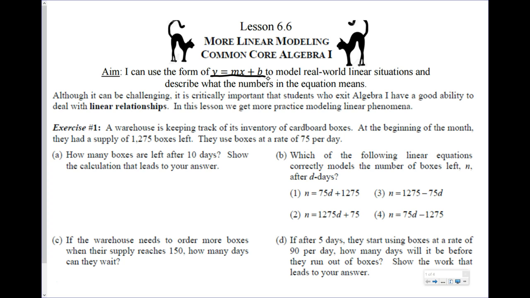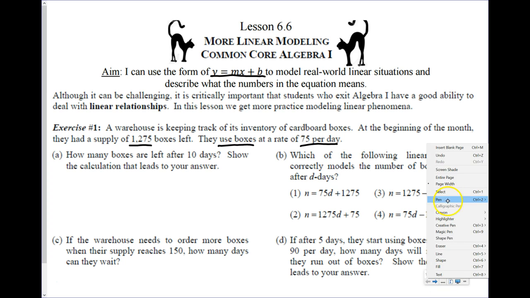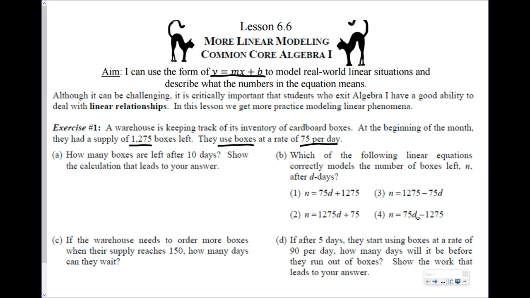So let's take a look at example 1, a linear situation. A warehouse is keeping track of its inventory of cardboard boxes. Okay, so it's a building full of boxes. At the beginning of the month, they had a supply of 1,275 boxes left. They use boxes at a rate of 75 per day. So I'm underlining that important information. Letter A says, how many boxes are left after 10 days? Show the calculation that leads to your answer.